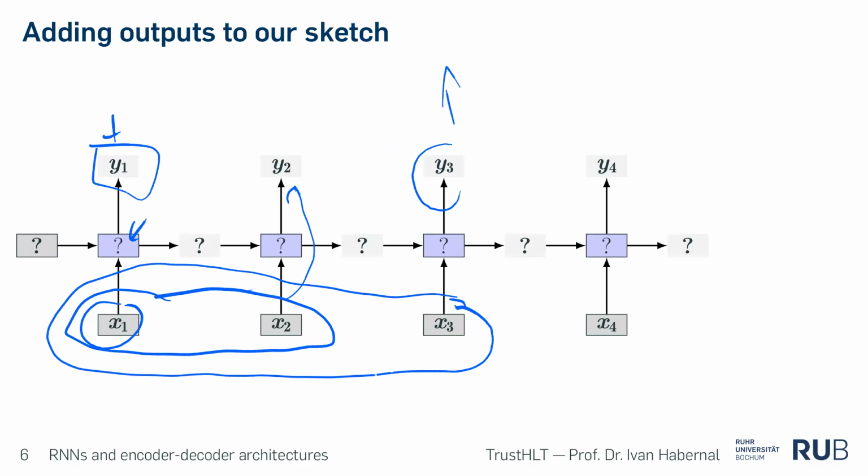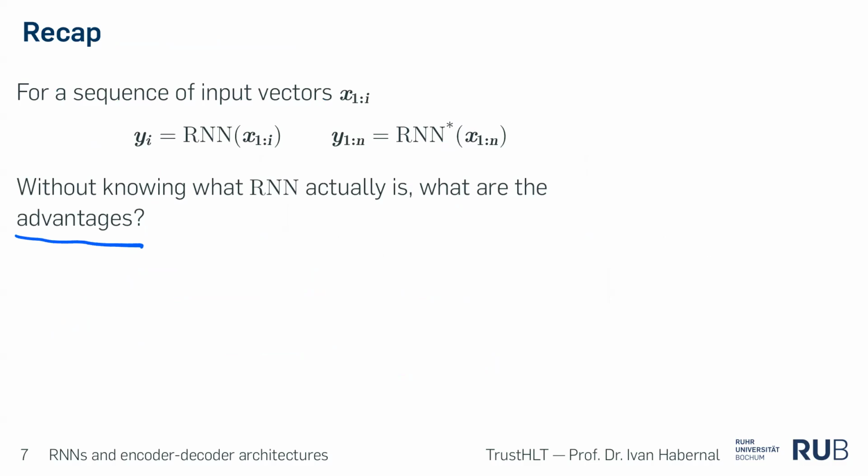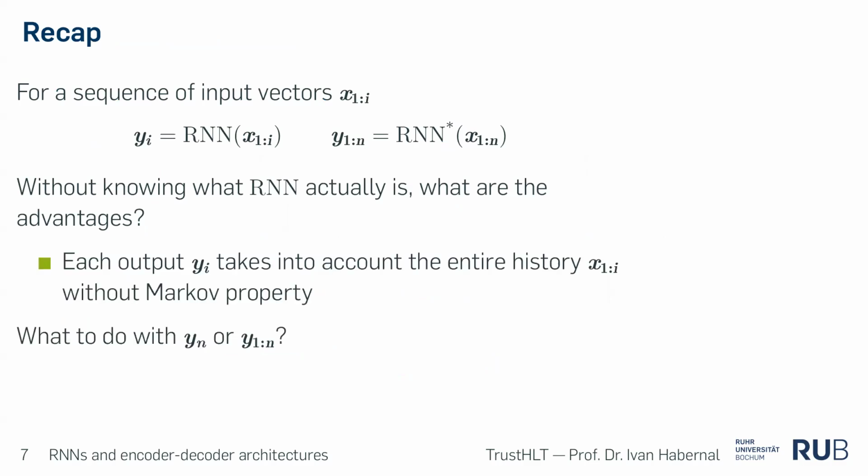Yes. You have arbitrary input size. Yeah, okay, cool. There is something about the output. Okay, you're onto something. The input is of arbitrary size, this is great. And the output is somehow interesting because each output takes into account the entire history. So without the Markov property. It takes everything we've seen so far. So we don't have to limit our context to a couple of previous words.